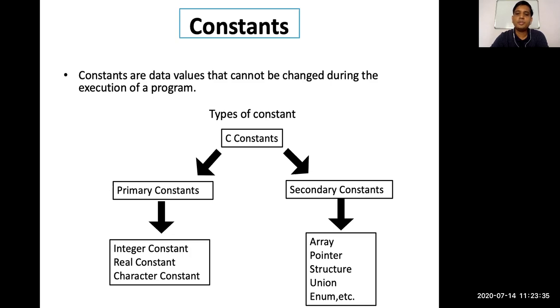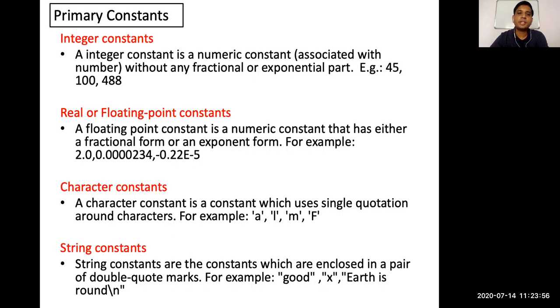Okay, so if you want to store the marks of the whole class, you cannot store them in one integer. You should create an array of it. So an array is derived from the integer. So that's why it is a secondary constant. Okay, so got it? Constant, very simple one. Constant is our data.